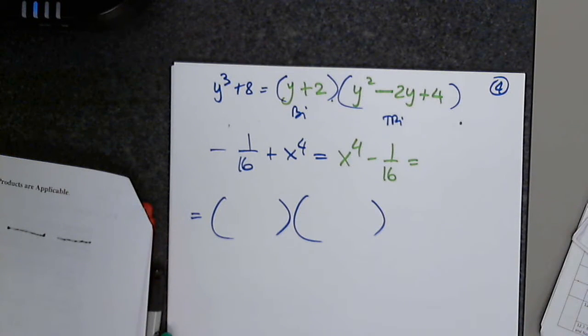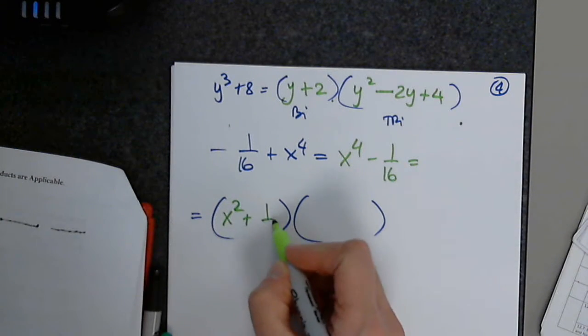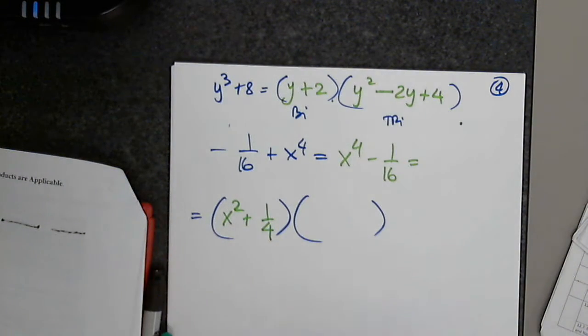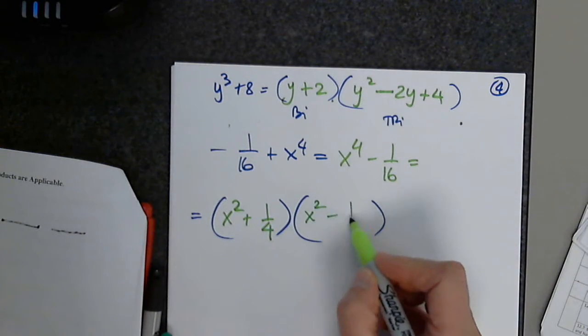X squared plus 1/4, because it's 1 over 4 times 1 over 4. Very good. Or the square root, as you said, of 1 over 16, which is perfect. And the other one? X squared minus 1/4. Good.